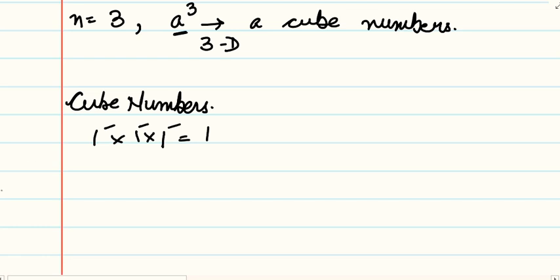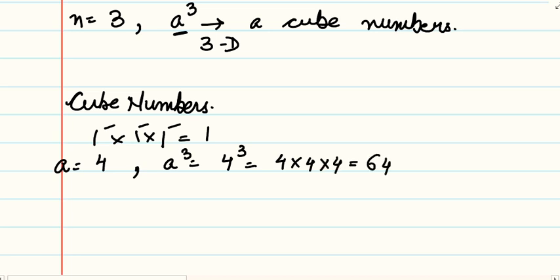If I take the value of a equal to 4, then I will be getting a cube, that is 4 cube, which is equal to 4 into 4 into 4, which is equal to how much? 64. And again I can say that the length of the cube is 4, breadth also 4, and height also 4. Now you also must have done Rubik's cube.